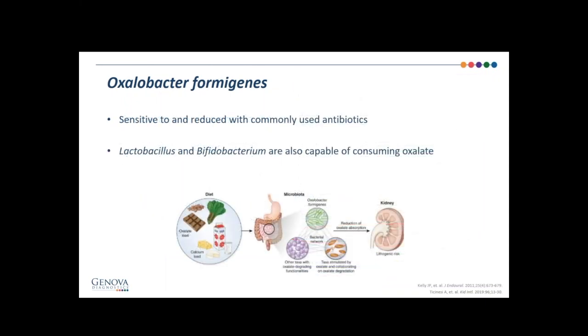It's very sensitive to and reduced with commonly used antibiotics. And Lactobacillus and Bifidobacterium are also capable of consuming oxalate. So the picture at the bottom shows where oxalate and calcium come from in our diet, ultimately to form those calcium oxalate stones. And this picture in the middle touches on the fact that the microbiota don't really act in isolation. It's a community. And so Oxalobacter and other oxalate degrading bacteria all work together to reduce that oxalate absorption to the kidney and ultimately decrease the risk of kidney stones.